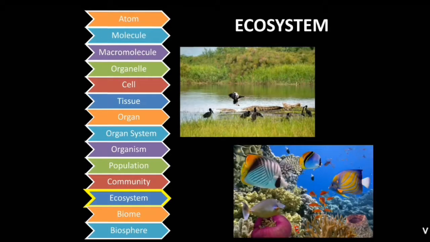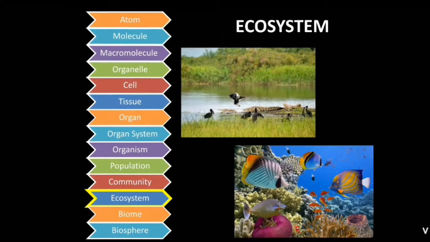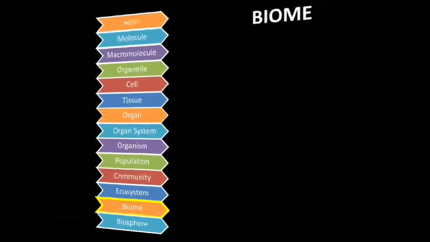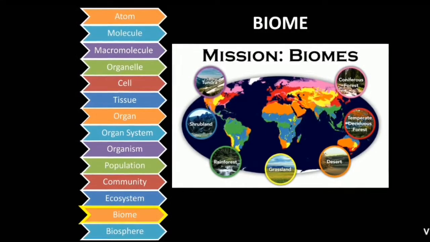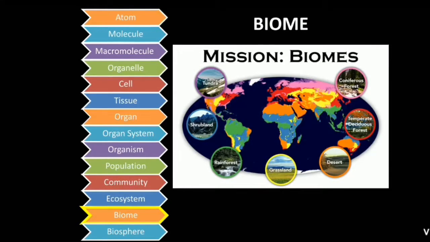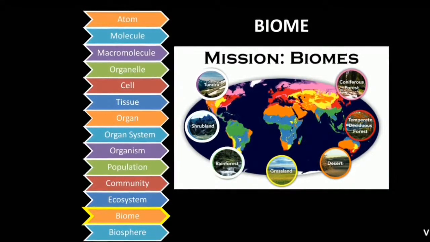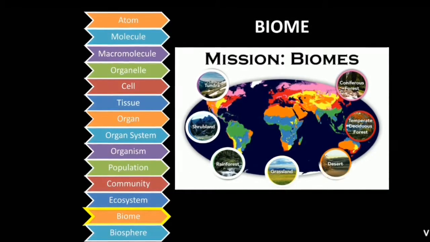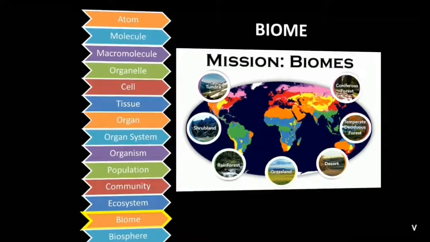And the second example is an ecosystem inside the sea. There is interaction of some fishes with the corals, with the water, and with the other fishes. The next level is biome. A biome is an area which has a different climate. For example, tundra, shrubland, rainforest, grassland, desert, temperate deciduous forest, and coniferous forest.